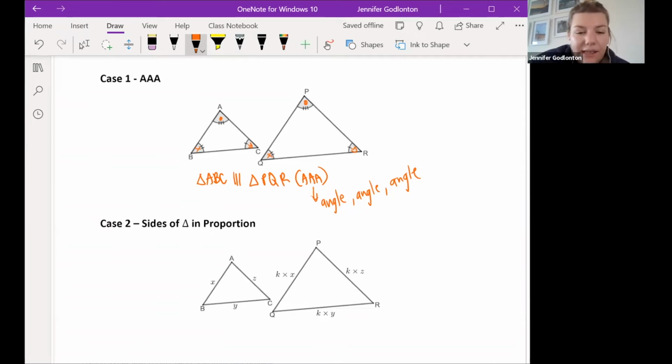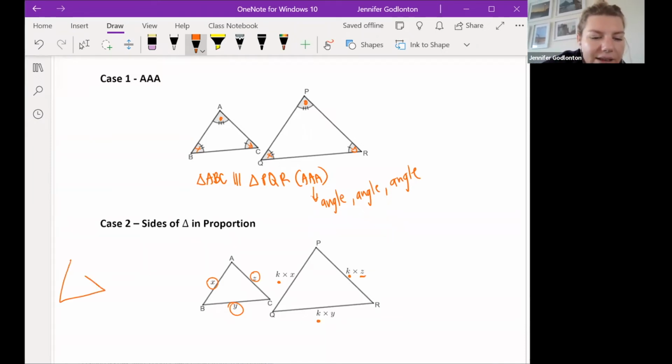Okay, and then the second one is sides in proportion. This one comes out less regularly, but it does get given in tests and exams. And this is just meaning that basically what we've been looking at. They've been multiplied by the same amount, right? So if this side was Z, I'm multiplying it by K. This side was X, I'm multiplying it by K. This side was Y, I'm multiplying it by K. So I'm just multiplying it by the same thing each time.